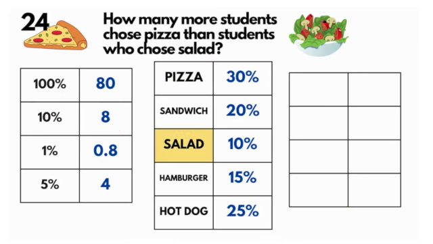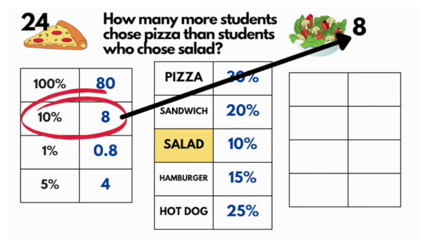So let's do the same for salad. If we look at salad, salad is 10%. That's already in our table, so we don't even need to enter it in our table. So we know salad is 8.